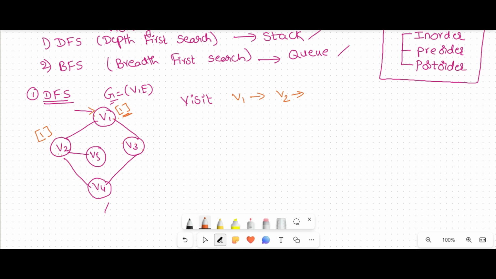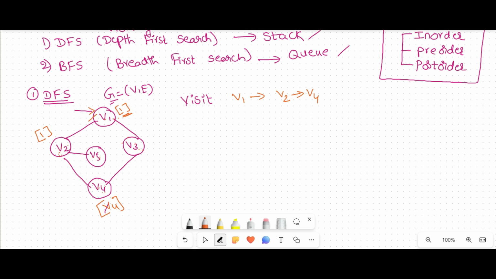Next, for V2, find adjacent vertices. That means from V2, to which vertices edges are present. For V2, adjacent vertices are V1, V5, V4. V1 is already visited, so visit V5 or V4. You can visit either. For example, I am visiting V4. Now, for V4, find adjacent vertices.